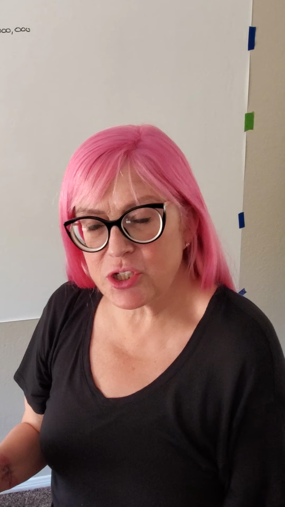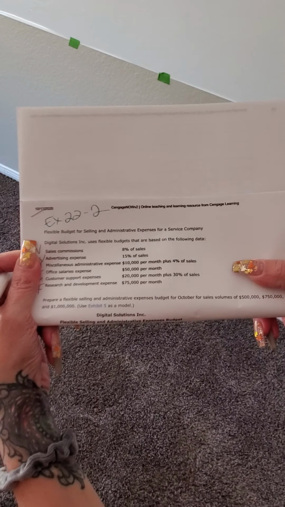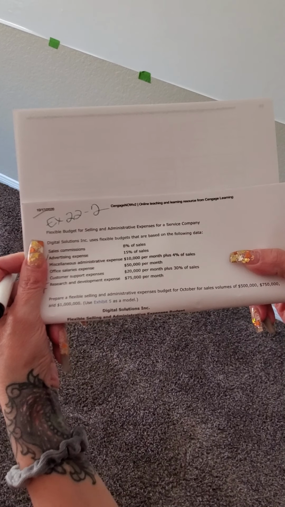Hi everyone, the next problem we're going to do from chapter 22 is exercise 22-2. Remember, you can find these if you log into our Cengage course, and you'll find it under an ungraded assignment for chapter 22. So exercise 22-2 is we're going to do a flexible budget for selling and administrative expenses for a service company, and it's for digital solutions.